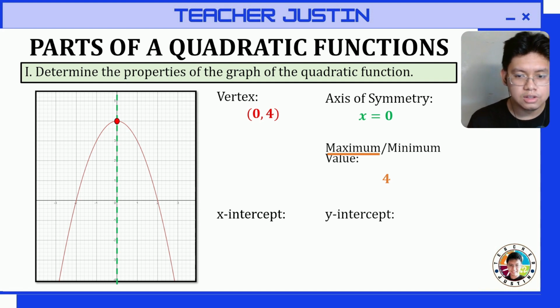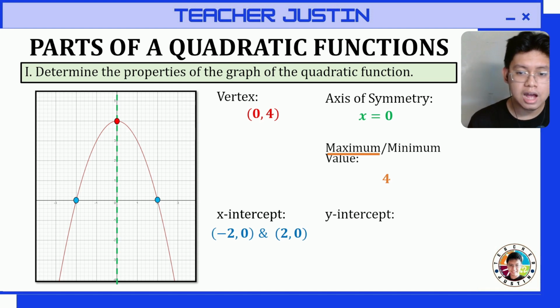Now, yung x-intercept naman at yung y-intercept. So, this is our x-axis. So, hanapin natin yung part ng parabola na nasa x-axis natin. So, we have negative 2 and positive 2. So, our x-intercept is located at negative 2, 0 and 2, 0.